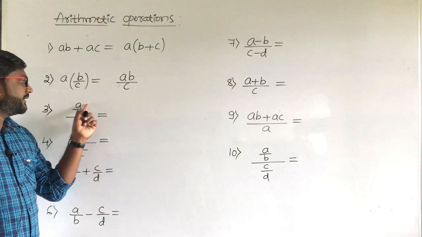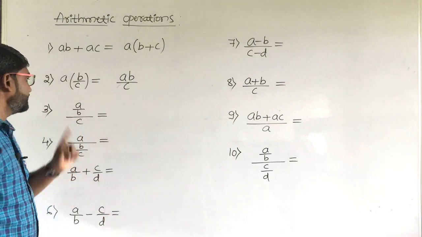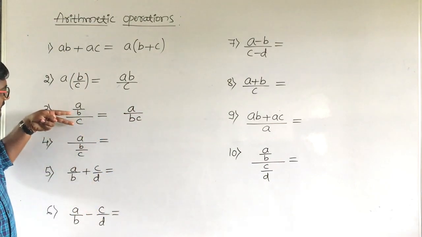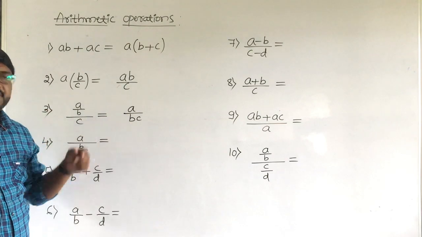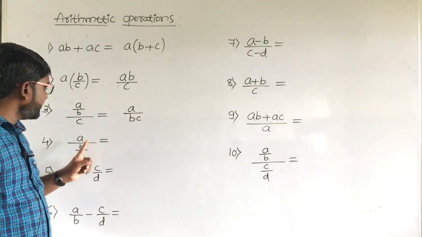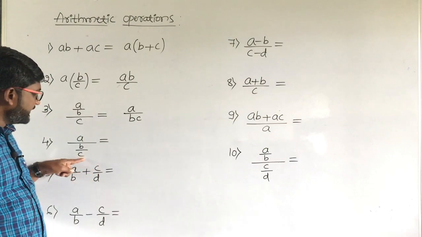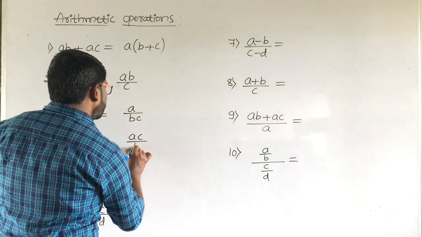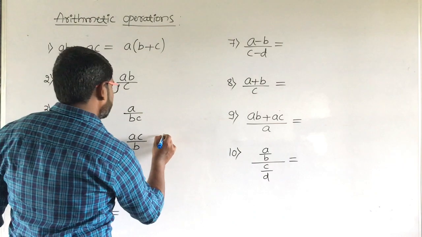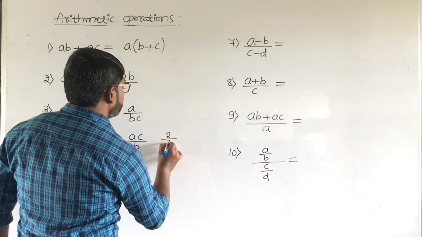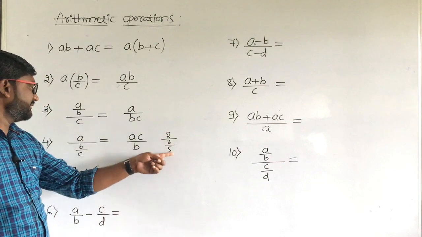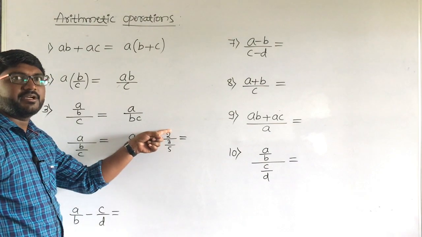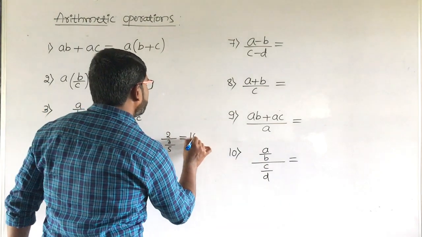So next we have A by B whole divided by C. So this can be written as A divided by BC. So these two will be multiplied, we get A by BC. So next one it is A divided by B by C. So here C goes to the numerator, we get AC by B. So for example 2 divided by 3 by 5. So if it is like this, here 5 goes to the numerator, it will be multiplied with 2. We get 10 by 3.